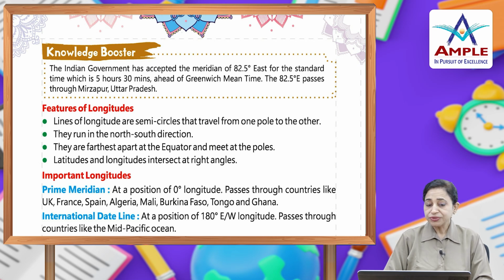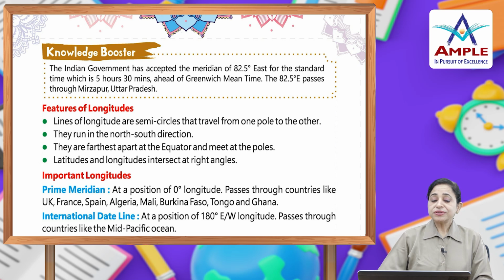Features of longitudes. Lines of longitude are semicircles that travel from one pole to the other. They run in the north-south direction. They are farthest apart at the equator and meet at the poles. Latitudes and longitudes intersect at right angles.